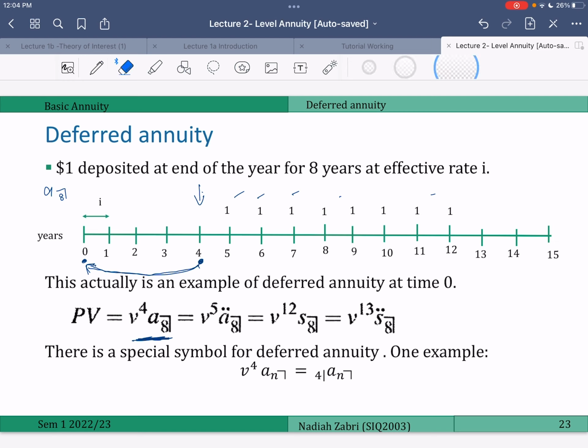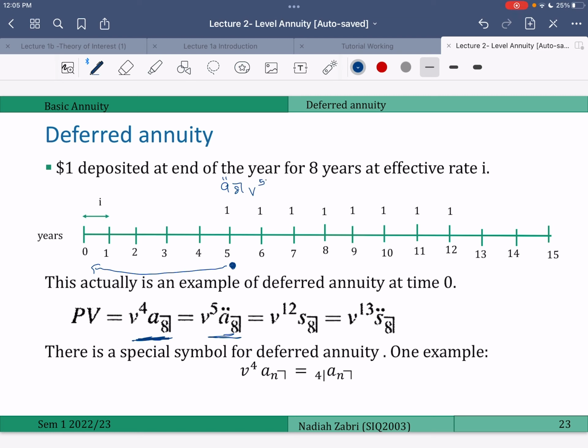This same annuity can also be written as follows. Instead of looking at it as an annuity immediate, you can also see it as an annuity due. So annuity due of 8 years is evaluated at time 5. So it will be like this. Since now it's evaluated at time 5, if we want to evaluate it at time 0, we need to present value it. We need to discount it another 5 years. So it can be written like this.